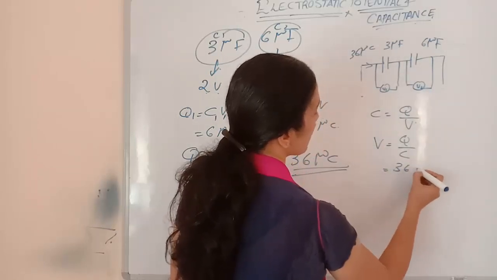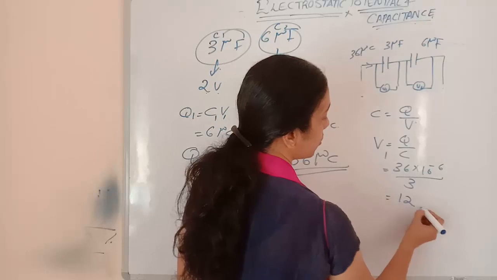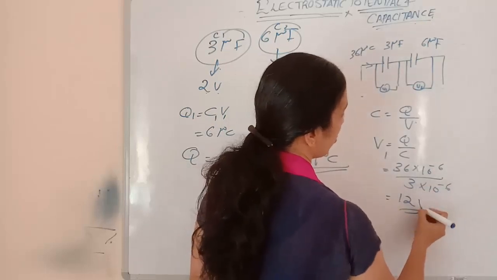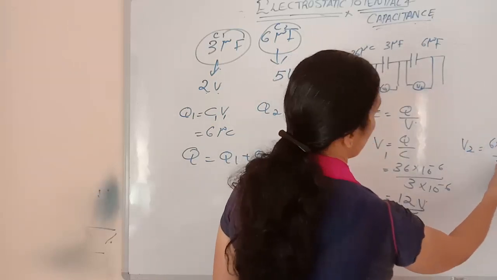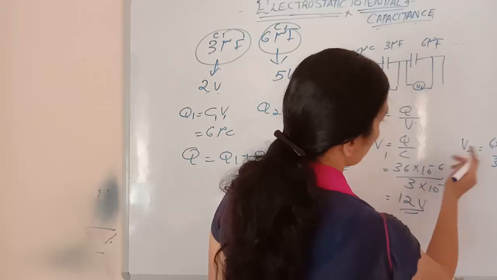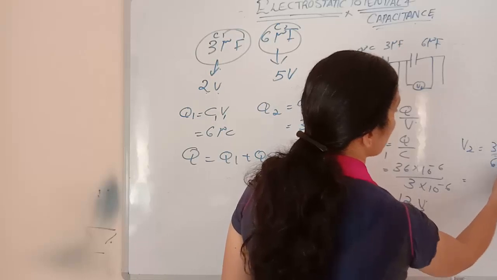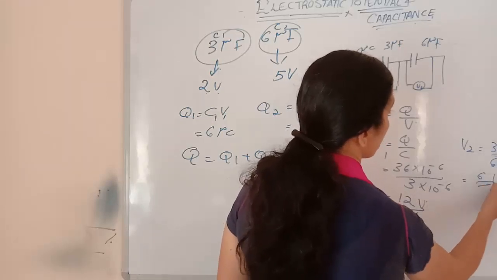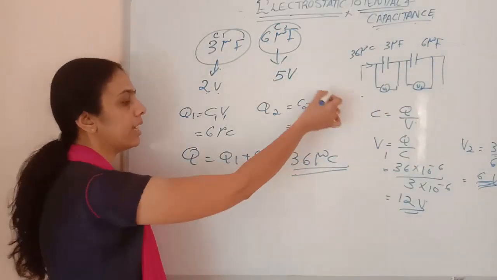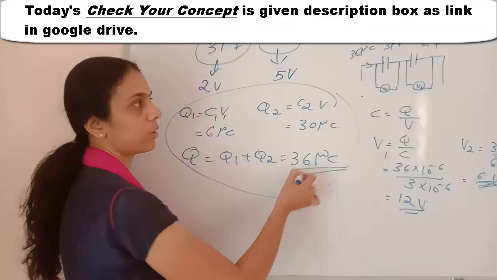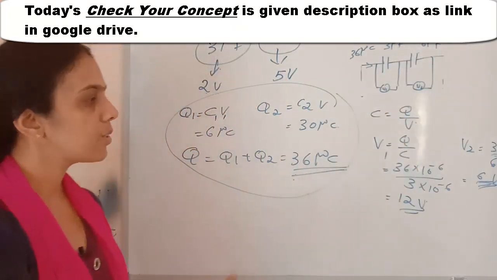V1 is 36 into 10 to the power minus 6 divided by 3 into 10 to the power minus 6. That is equal to 12 volt. And V2 will be equal to 36 into 10 to the power minus 6 divided by 6 into 10 to the power minus 6. The answer is 6 volt. Okay, clear? So this is how we find it. Before connecting, the total charge was 36 microcoulomb. That 36 microcoulomb is applied to these two capacitors. So this is how the potential is found.